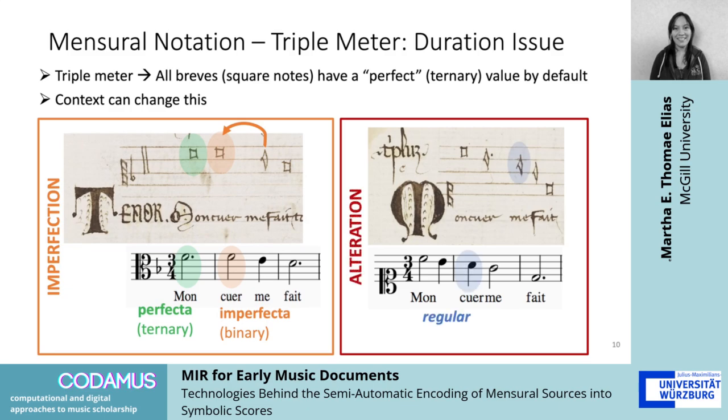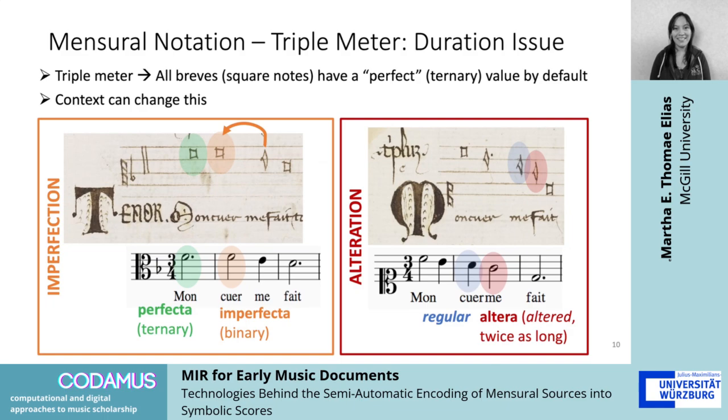This note is a regular semibreve, and then the other one, the one that follows, is actually altered. And this alteration means that a note doubles its value. So those are the two kinds of modifications. This is just to give you a perspective of what's happening in mensural notation and the things that we have to deal with when working with it.